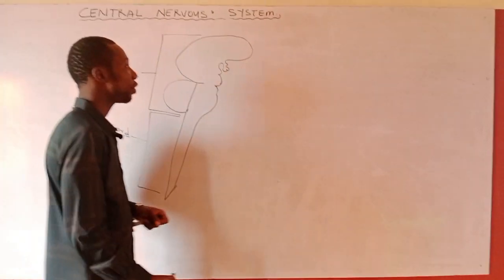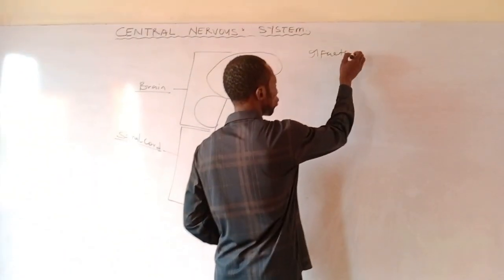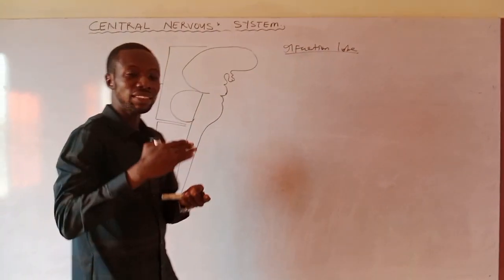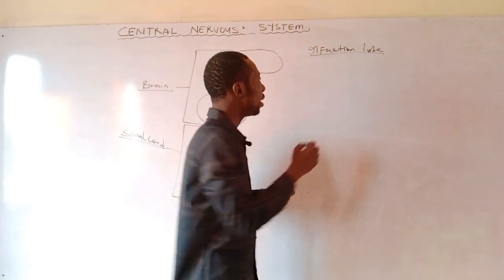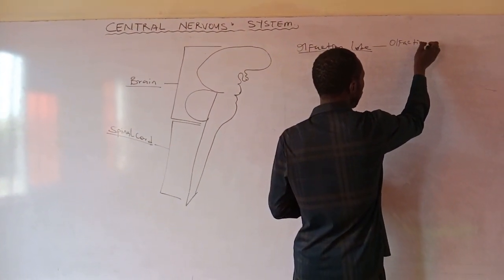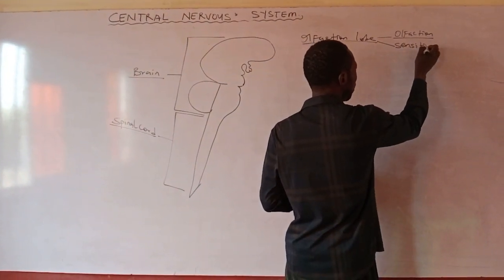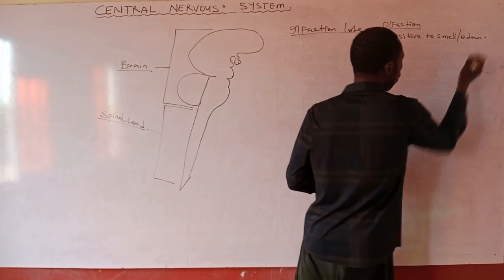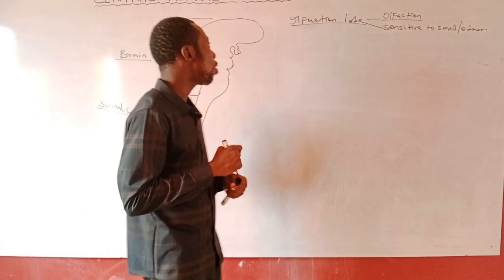We're going to look at the structures and functions of the olfactory lobe. This is found at the uppermost part of the brain. The function of the olfactory lobe is concerned with olfaction, which means the olfactory lobe is sensitive to smell, or odor. The olfactory lobe interprets the sensation of smell or odor.